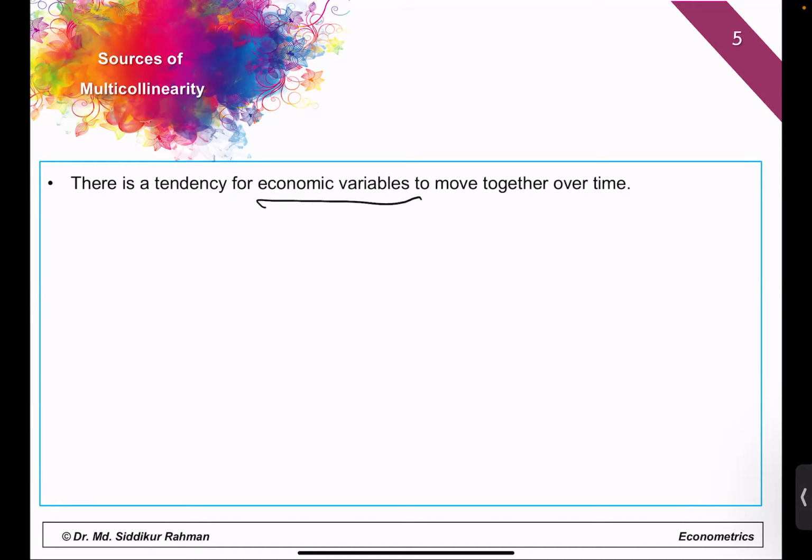Could you please explain this problem? Can anybody explain why there is a normal tendency to have the multicollinearity problem in economic variables? I'm telling you there is a tendency for economic variables to move together over time, because variables in econometric analysis like GDP, GNP, or the economic pattern of a country are normally not constant over time. This is the reason why multicollinearity normally occurs in economic variables. Can you understand this point or not?